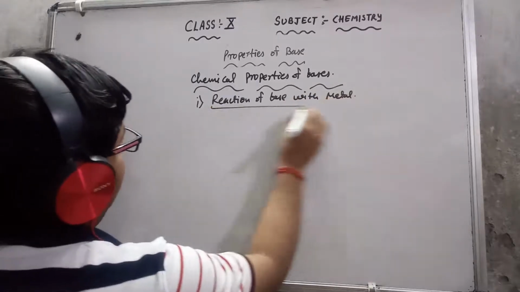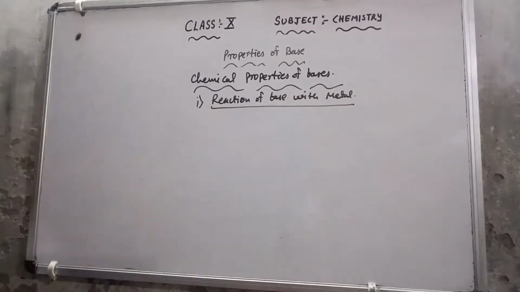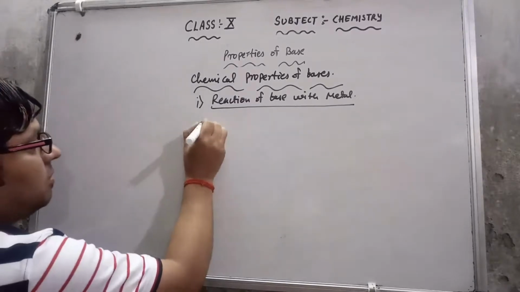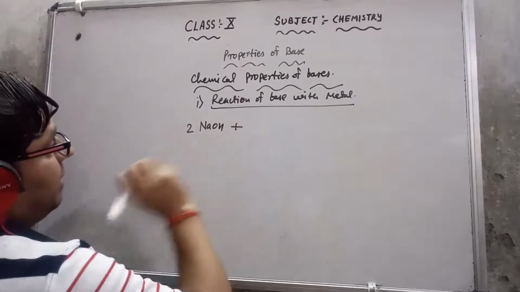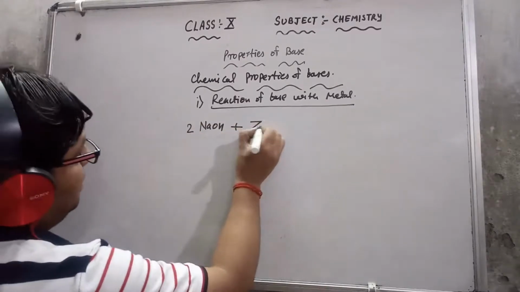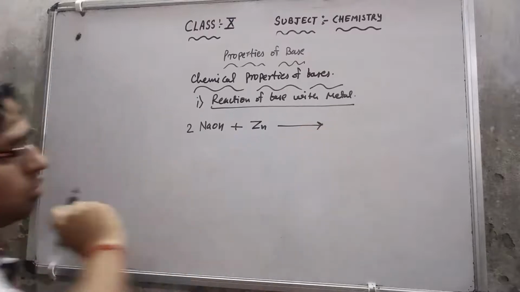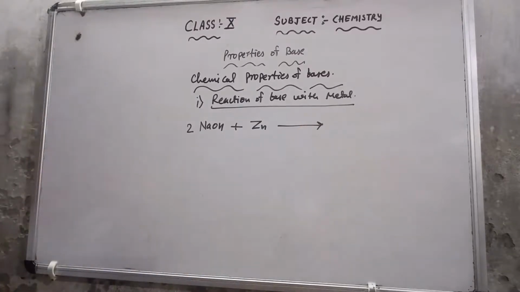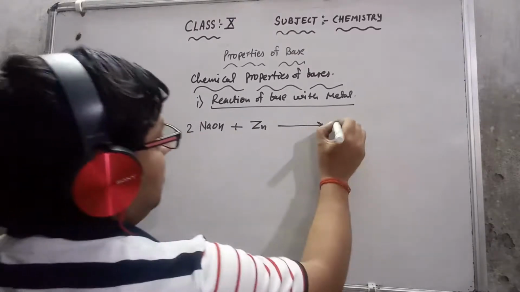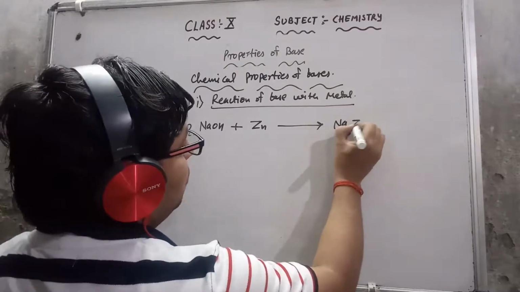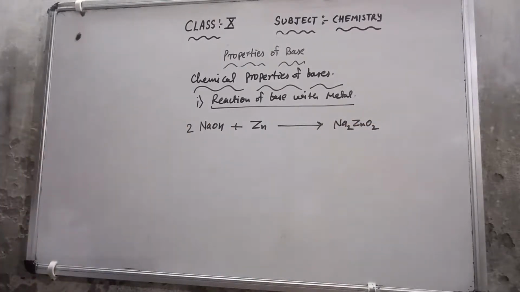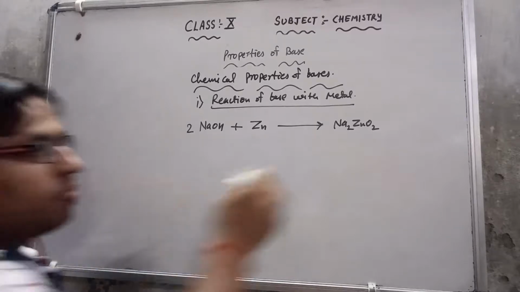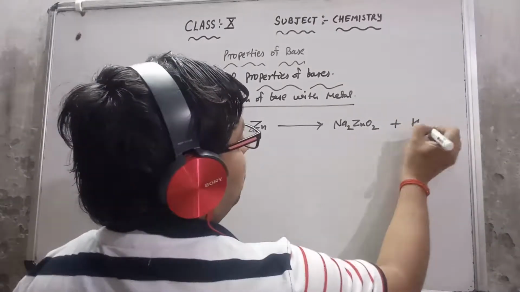Like acid, base also reacts with metal to release hydrogen gas. For example, suppose NaOH, this is a base, reacts with a metal. Suppose this is zinc metal, so it will give us a salt, sodium zincate, Na2ZnO2, with the evolution of hydrogen gas.